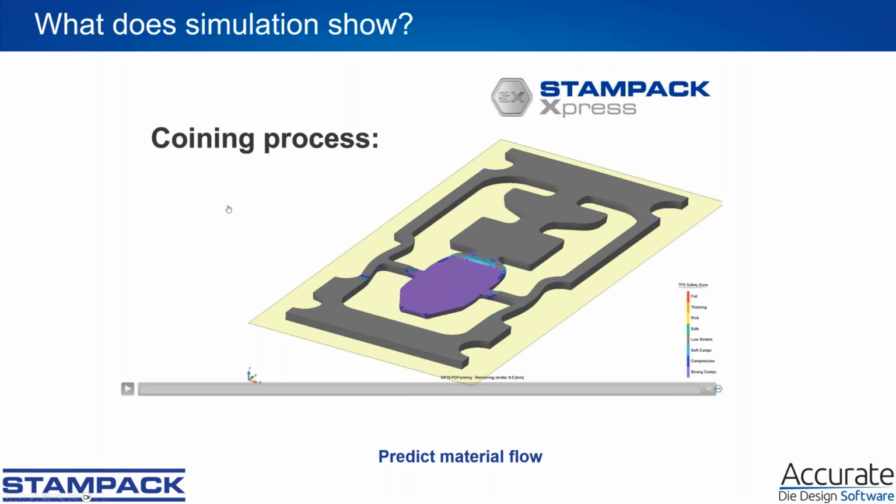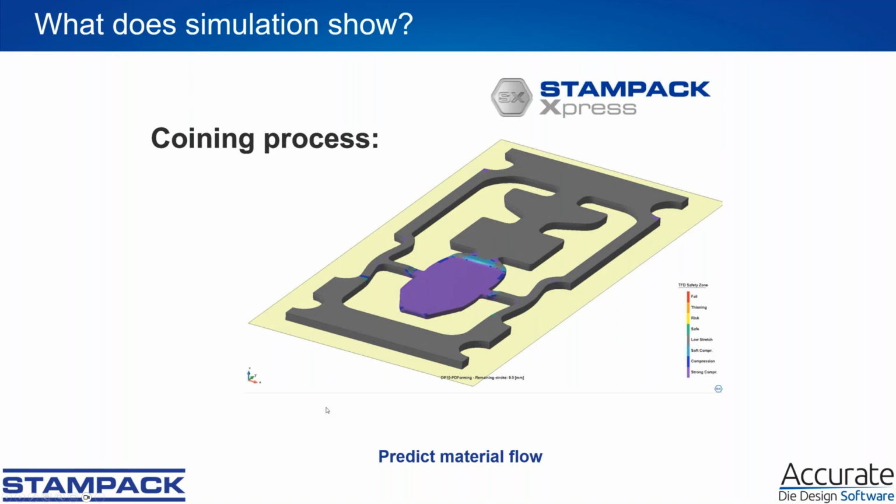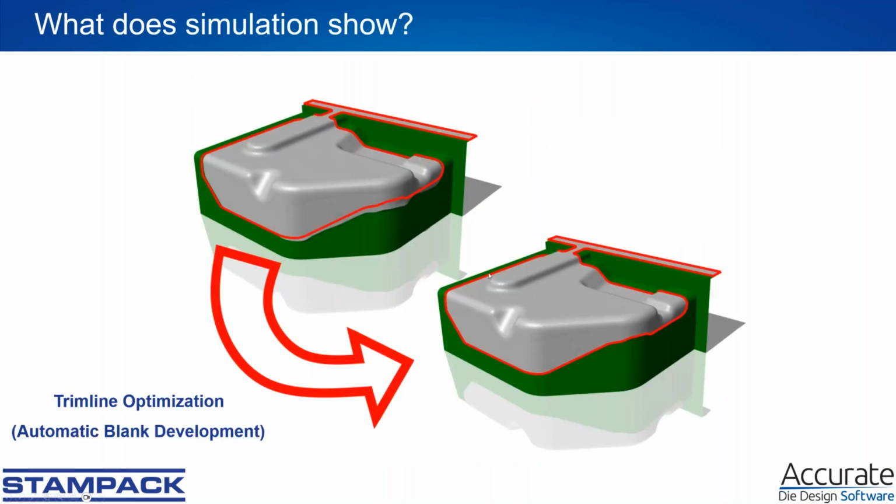Also very important, and this is especially for people that make processes with a lot of coining, you can predict the material flow in Stampack. So this is a very easy coining, but when you see how the material is compressed and then squeezed out, in this kind of process it's very difficult to predict where the outline will be. And the software predicts the material flow, and with our technology for trimline development, the so-called trim optimizer, the initial outline is changed automatically to get the outline finally in tolerance.